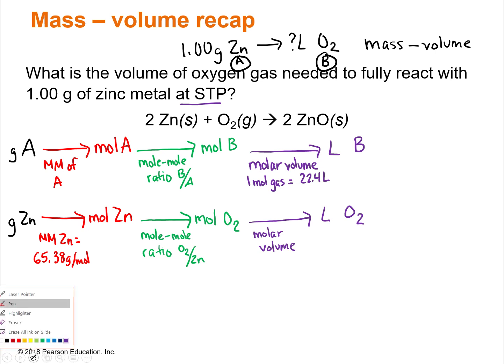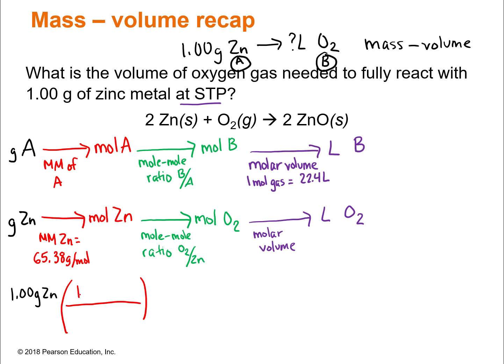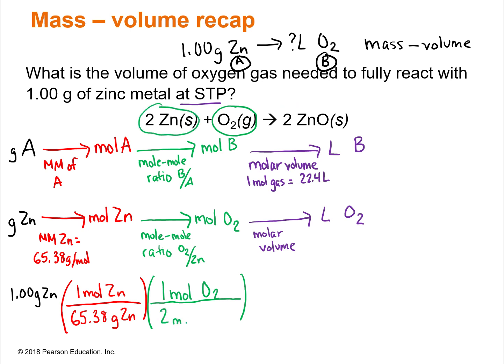So feel free to work ahead if you got it, and put your answer in the chat if you want to. Otherwise, you can work along with me. We're starting with our zinc. This is going to look exactly the same for this first step. For our mole ratio, we're looking for the oxygen, which is 1 mole, directly from our equation, over zinc, which is 2 moles. That's our mole-mole ratio.